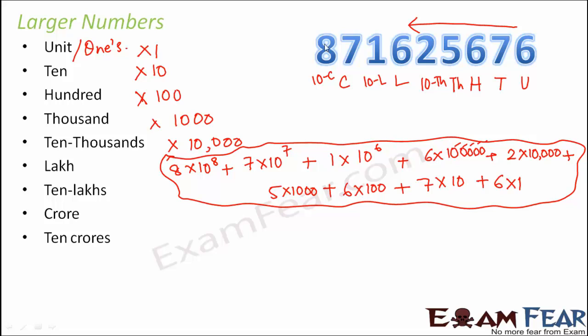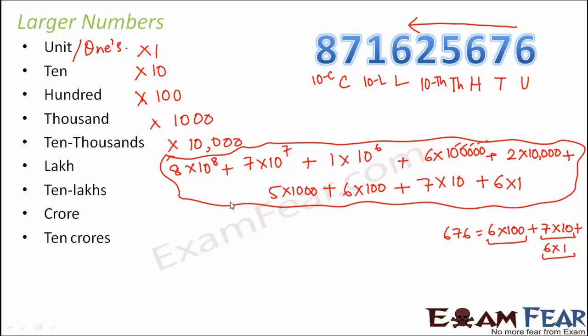Like if you look at a smaller number like 676, you can very well write it as 6 into 100 plus 7 into 10 plus 6 into 1. And that's how you get 676. This would be 600, this would be 70, this would be 6. So 600 plus 70 plus 6 is 676. So this is how we expand a number.